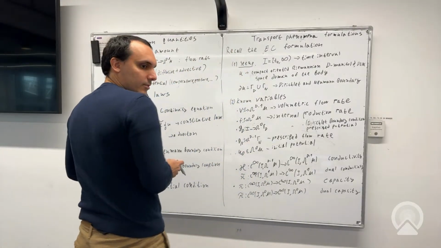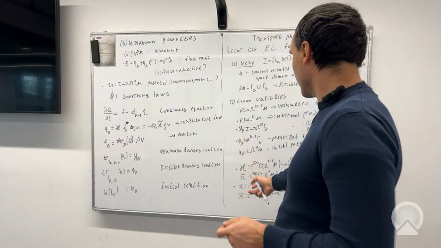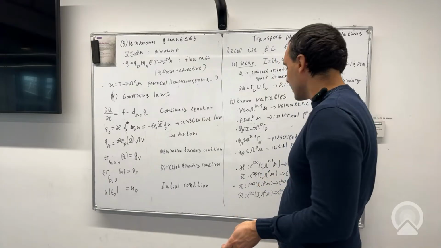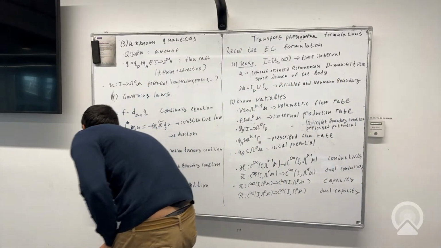Okay, so I forgot, of course, to connect Q and Q. So we have capacity, but we don't use it. It should be here, but I will write it down.